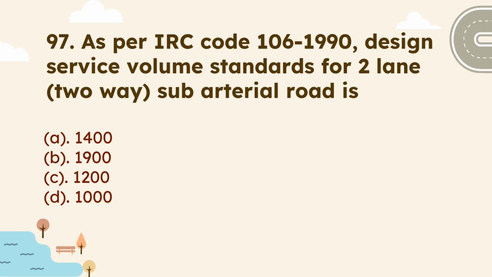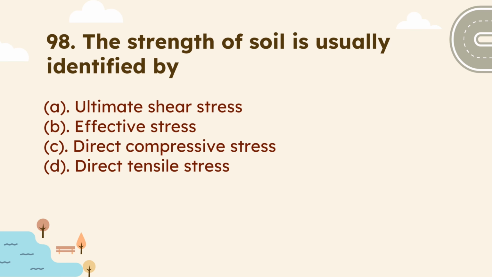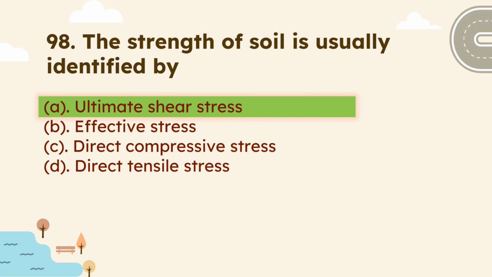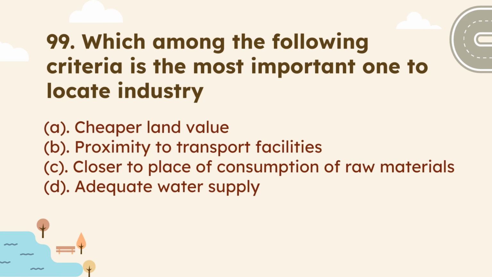Next question is, as per IRC code 106/1990, design service volume standards for 2-lane sub-arterial road is. Correct answer of this question is option C, 1200. Next question is, the strength of soil is usually identified by. So soil's strength is identified by its shear stress. Therefore, the correct answer is option A. Let's move to the next question.